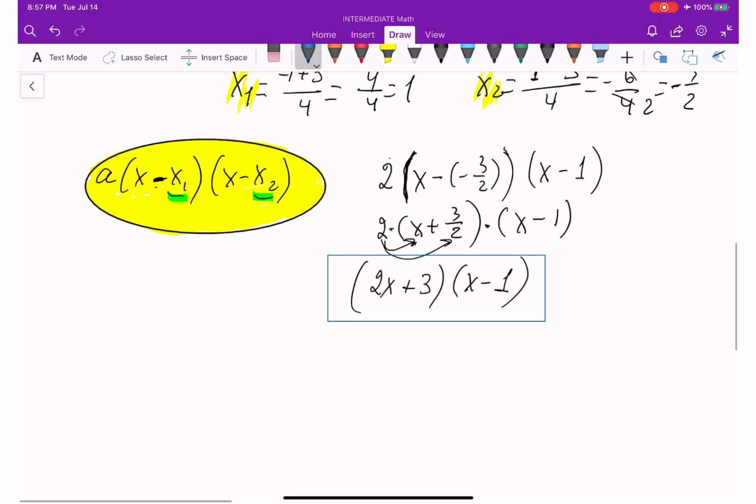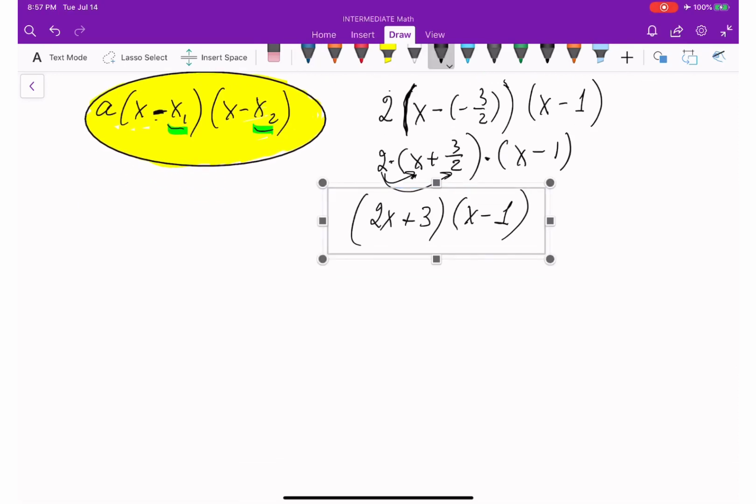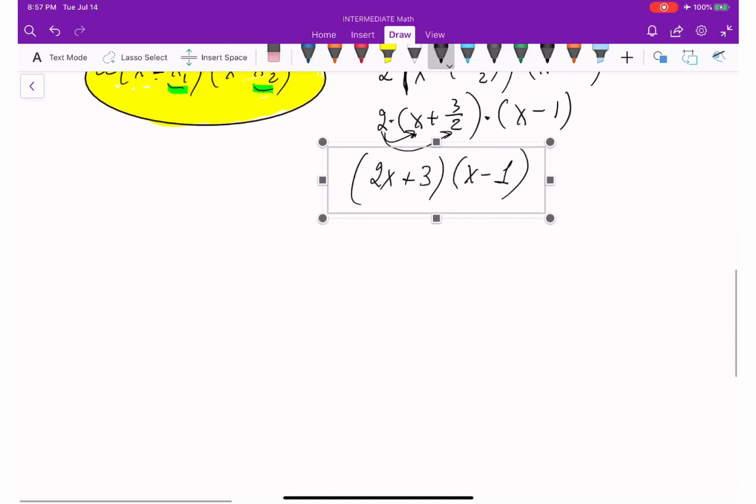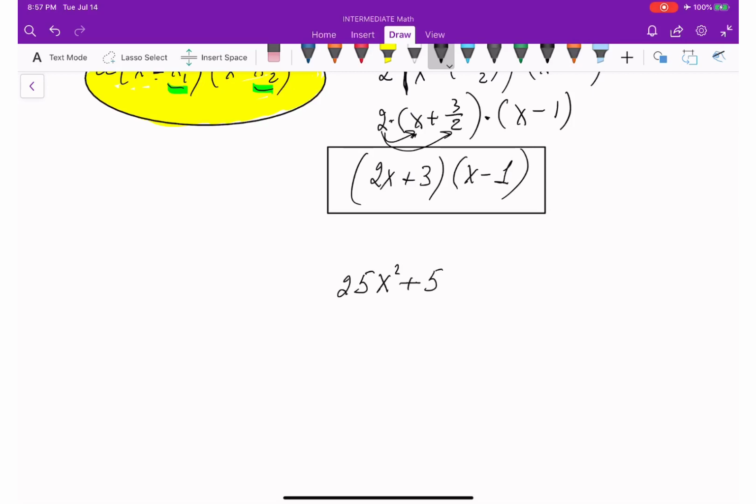Here it is. Okay, next one. Let's do the next one. 25x squared plus 51x plus 2.